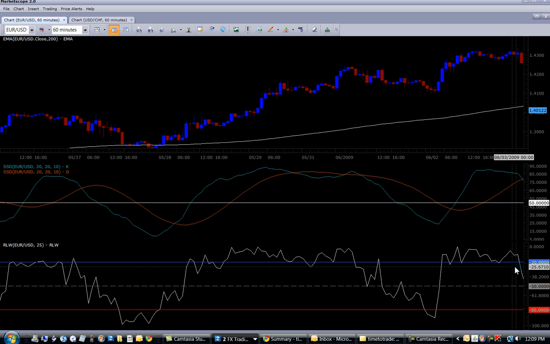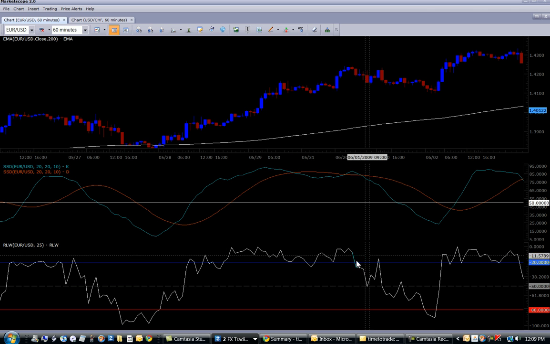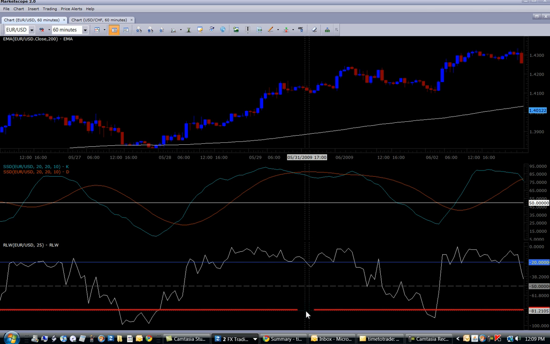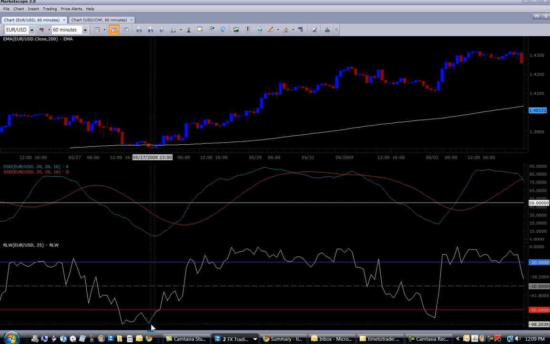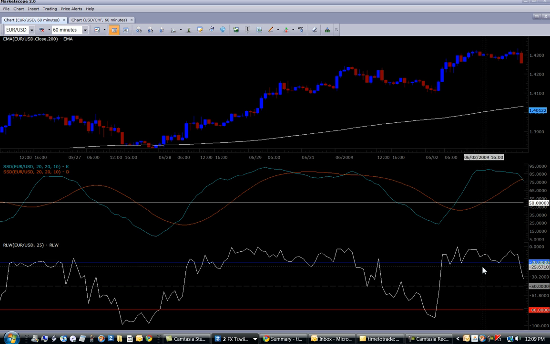Now let's confirm it by using the percentage of R. The percentage of R has 3 lines, blue being overbought, which means it will go down if it's above this level, 50 being the neutral line, and negative 80 being oversold, which means it's been oversold so much if it's below here that it's got to go up. So let's just use this trade again real quickly.